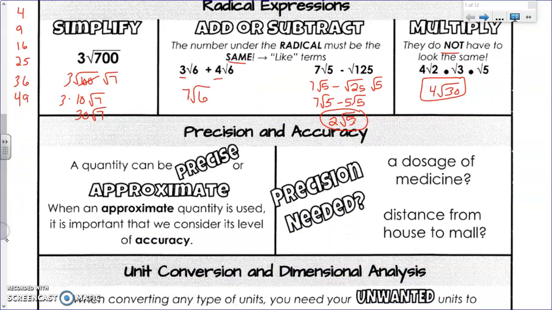Okay, so let's move down to precision and accuracy. A quantity that is precise or approximate. When an approximate quantity is used, it's important that we consider its level of accuracy. A dosage of medicine: is precision important there? Yes, precision is important there. We need exactness there. Distance from the house to the mall, does that need to be exact? No. We could say it's about 5 miles.